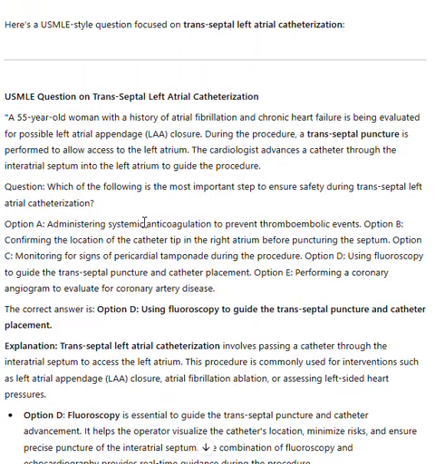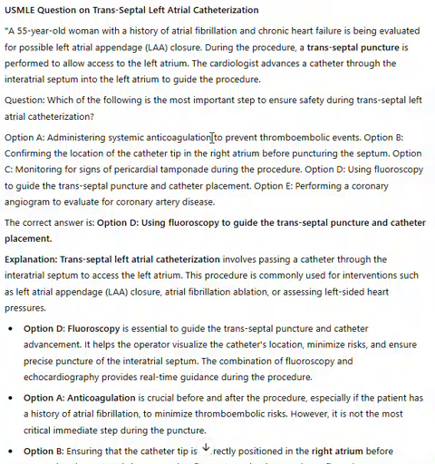Here's a USMLE style question focused on transseptal left atrial catheterization.